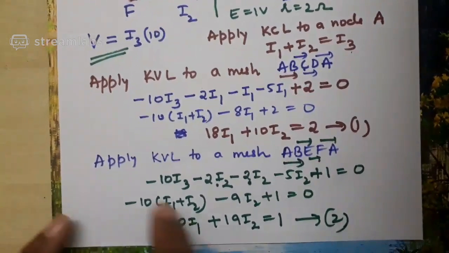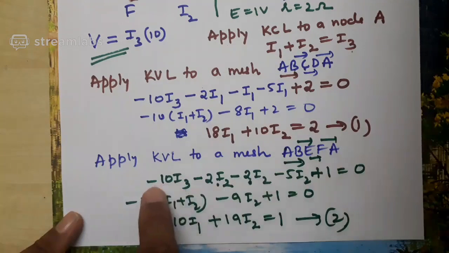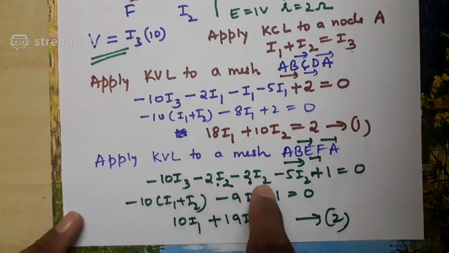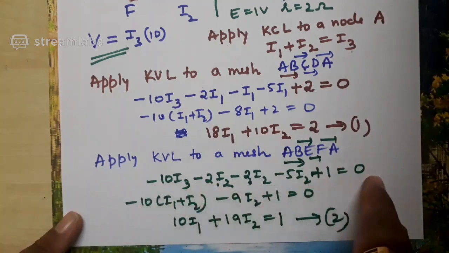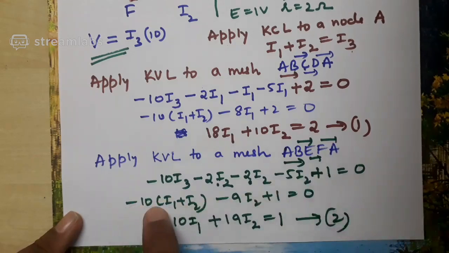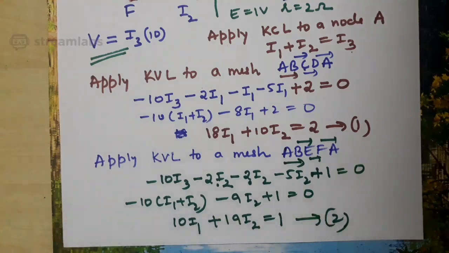Then applying KVL to a mesh, A, B, E, F, A: minus 10 I3, minus 2 I2, minus 2 I2, minus 5 I2 plus 1 is equal to 0. So this is minus 10 into I1 plus I2, minus 9 I2 plus I1 is equal to 0. Then when you simplify it, you will get the equation as 10 I1 plus 19 I2 is equal to 1.